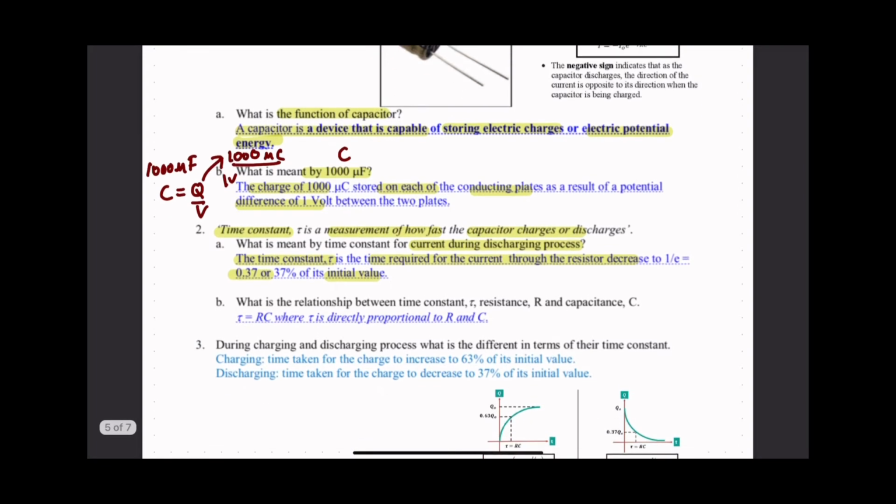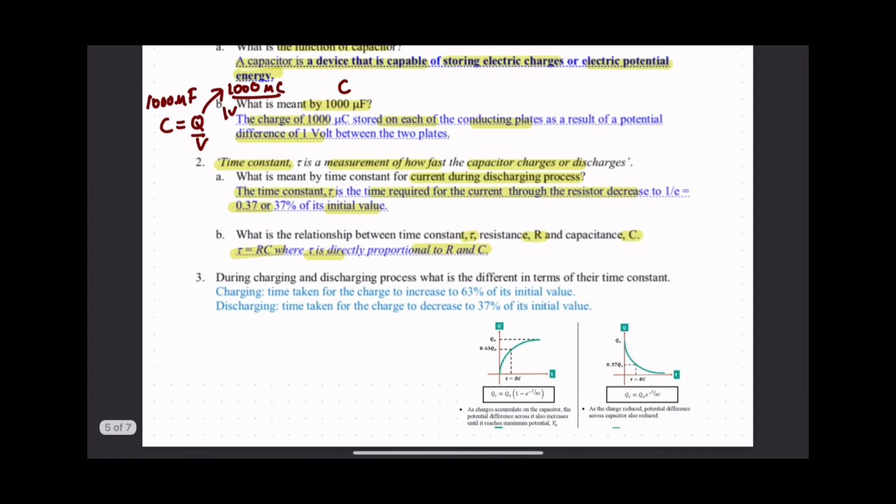Okay, so what is the relationship between time constant tau, resistance and C? It is tau equals RC, where tau is directly proportional to R and C. Okay, so next, during charging and discharging process, what is the difference in terms of their time constant? Okay, for charging, look at the charging graph. Charging, its graph must increase 63% of its initial value, or 0.63 of Q0. Okay, for discharging, time taken for the charge to decrease 37% of its initial value. Look at this graph. Its tau occurs at 0.37 Q0. For charging, its tau occurs at 0.63 Q0. This is based on the equation used.